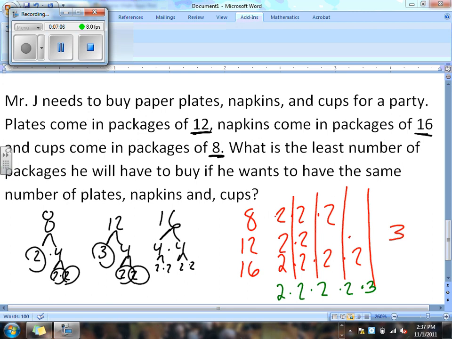So 4 2s and 1 3. 2 times 2 times 2 times 2 is 16, times 3 would be 48. So I'm going to have 48 of each. I'm going to have 48 plates, napkins, and cups.